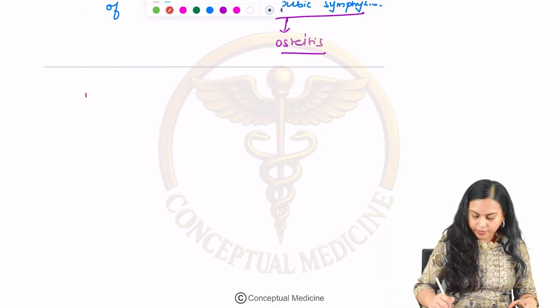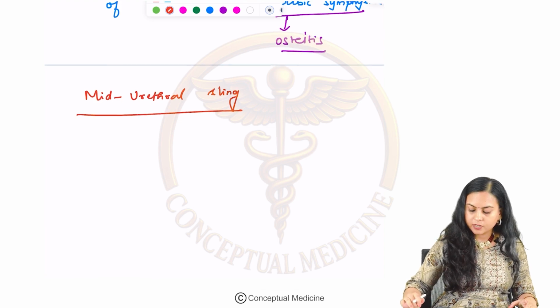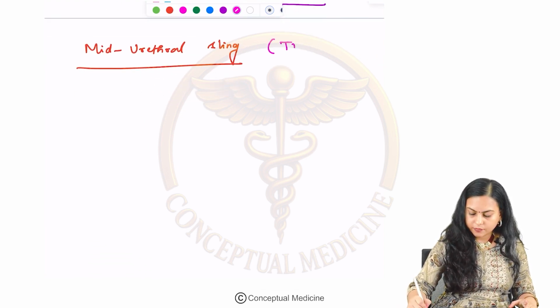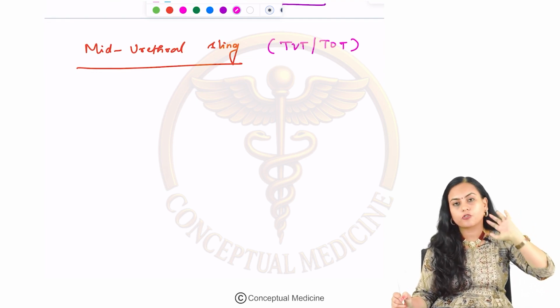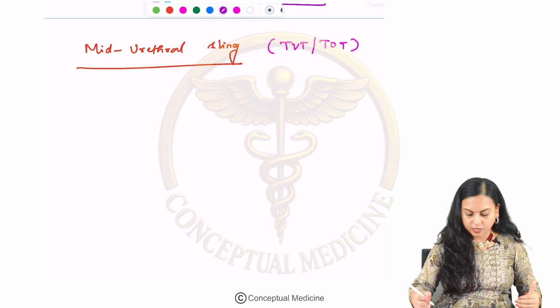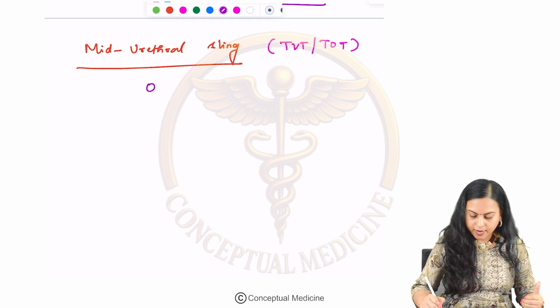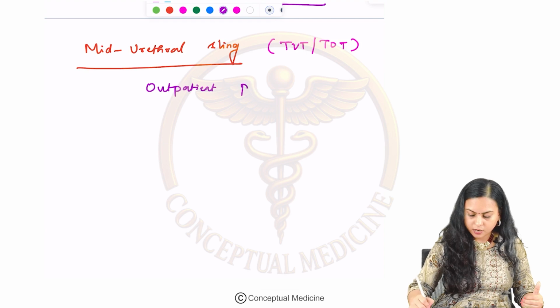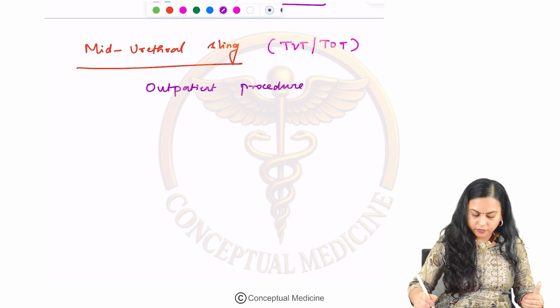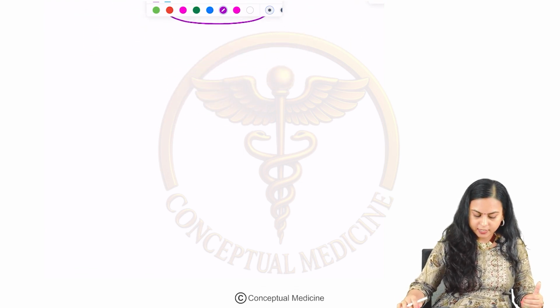Okay. We have some midurethral sling procedures that can be TVT or TOT, that is transvaginal tape or transobturator tape. So, this is usually an outpatient procedure and this carries a success rate of 88 to 90%, right?